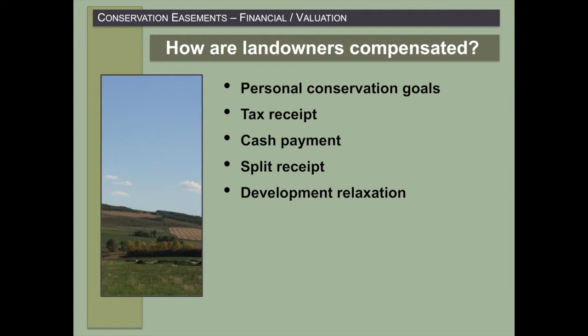More common ones are tax receipts. Land trusts, municipalities, and provincial government are all able to write a tax receipt, and I'll get into valuation on what that is, but somebody makes a donation of a conservation easement, they get a tax receipt back for a certain value. The other is a cash payment of some kind. These are less common in Canada than they are in the US, and there's all sorts of different permutations of them in the US, but often they're called PACE, or payment for conservation easements.